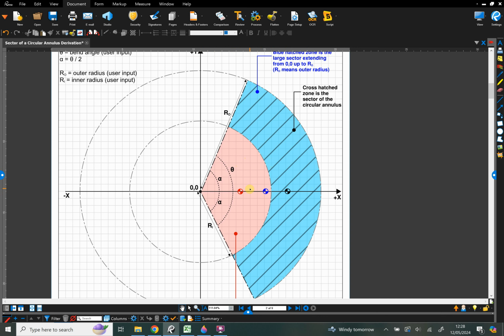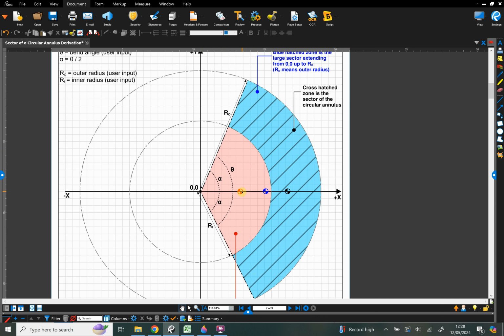In particular, you'll notice that the centroid of this red sector, the centroid of the blue sector, and the centroid of the annulus, which is this black hatched region, those three centroids all lie on the same line. They all lie on the x-axis. And you'll see that noted here.